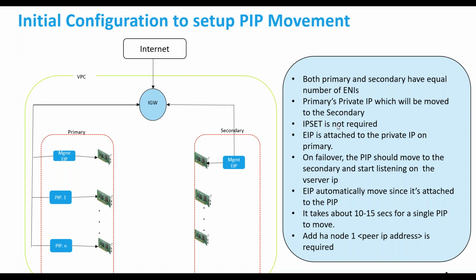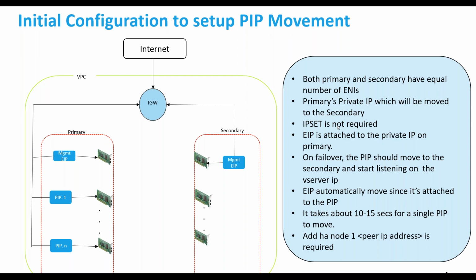IP set is not required. So the configuration is pretty simple. You don't have to do anything special like how you do on-prem. The same way you configure HA on-prem, you will configure it here. There's no extra requirement and it's a simple one to do. If an EIP or public IP is attached to any private IP, then on failover, that EIP will also be moved along with the private IP. So no extra step or configuration is required.